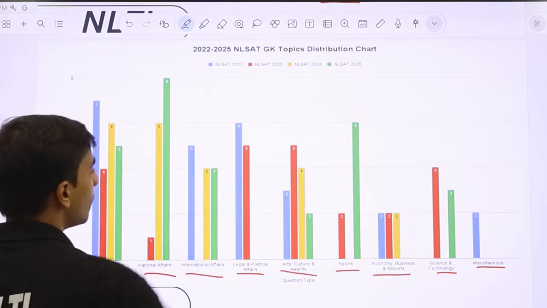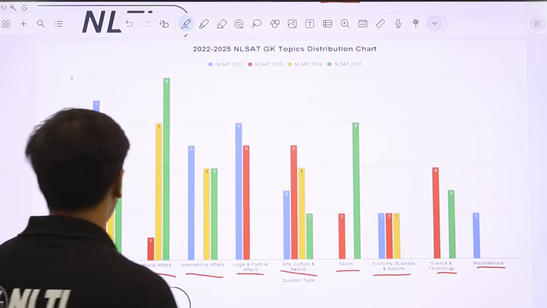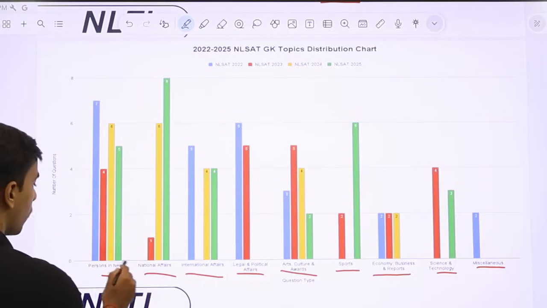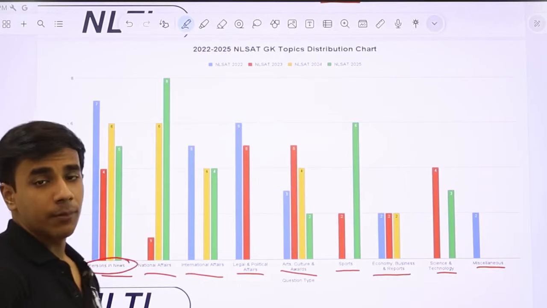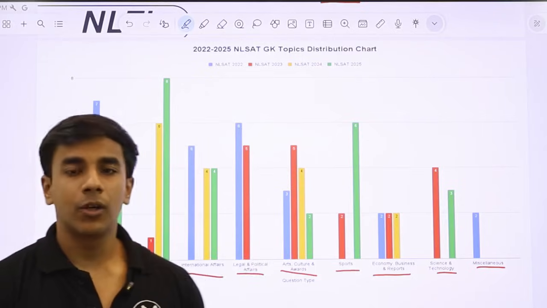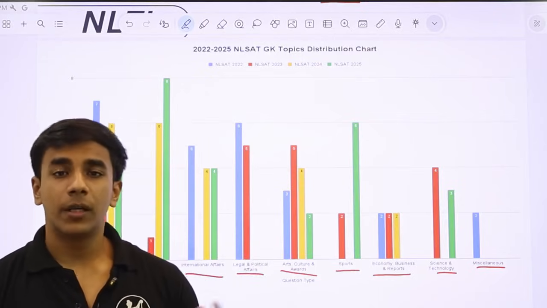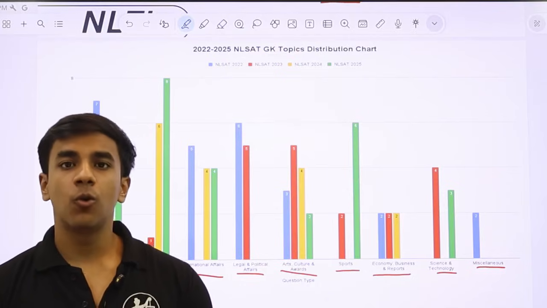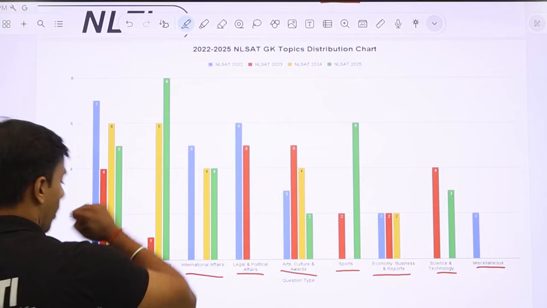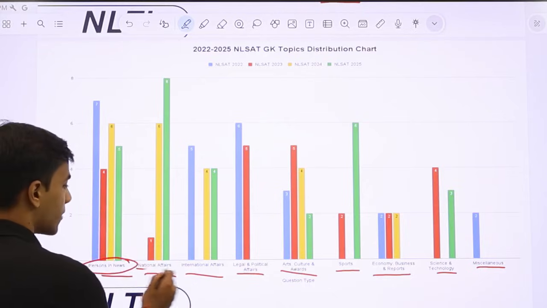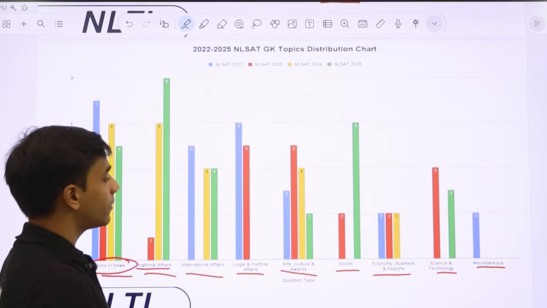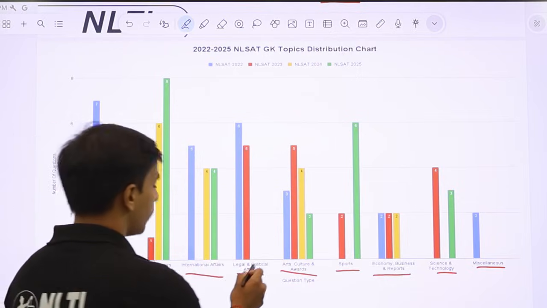Now, we'll talk about NLSAT 2025 primarily. So NLSAT 25 had around 5 questions on the person in news. That a particular person X was in news, why was that person in news? Or a particular person did this, who was in news, who is that person? So you have to identify the person. Now around 8 questions on national affairs, around 4 questions from international affairs. There was no question on legal and political affairs.